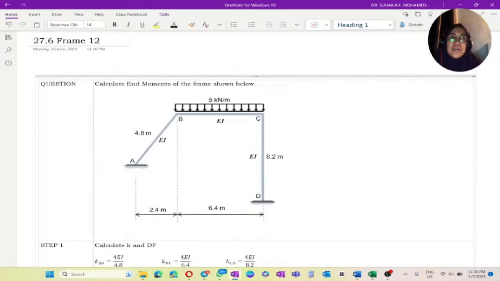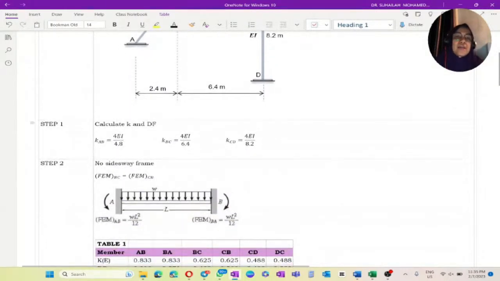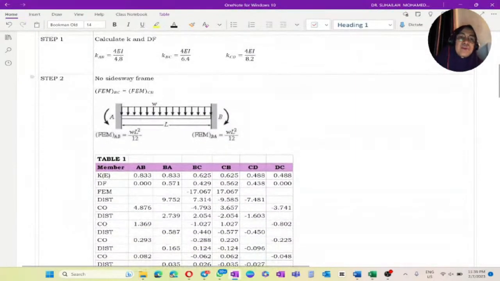Start with the first introduction to this frame with inclined column AB, and then we have video for step number 1, where in step number 1 we calculate K stiffness factor as well as distribution factor for each element. And the next video after that is about step number 2A, where under step number 2 we analyze no side sway frame, and under 2A we calculate fixed end moment due to external loading.